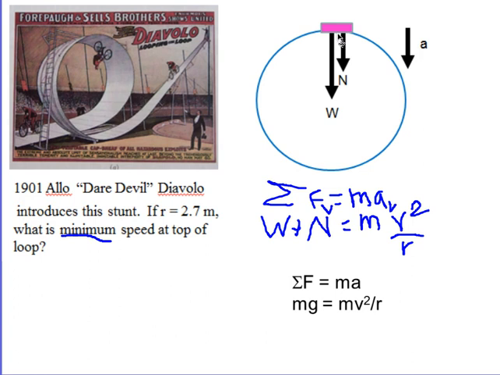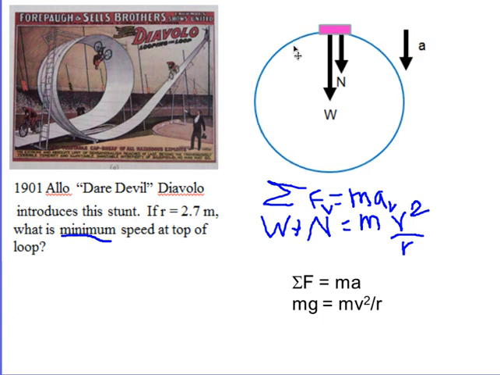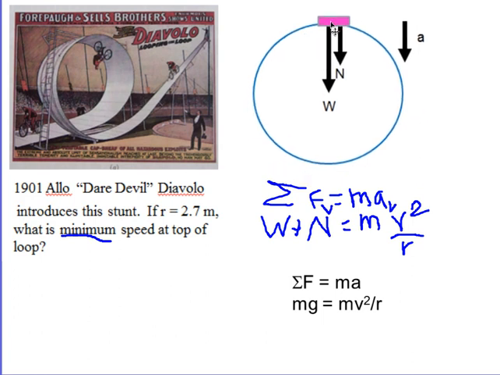Now, if you go any slower than the minimum, this value here will get smaller still, but the weight will not be able to get smaller to match it, and so there will be too much force here, and the acceleration that you have will be too big. That is, you will accelerate towards the center faster than the rate that leads to circular motion, and what Diavolo will do would be to tend to fall into the circle. He will leave the track in that case.